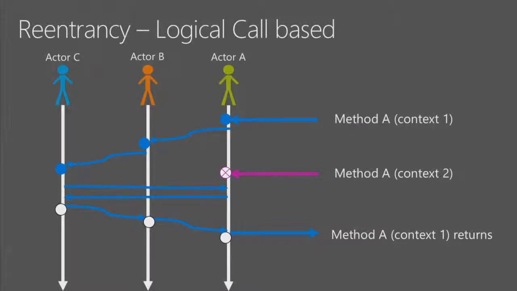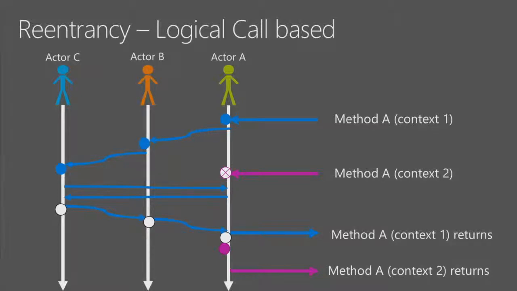Now this makes sense because actors are like objects, and when I program or write my code in objects, they may have some cycles. And I don't want them to get deadlocked just because I'm using this single-threaded execution or turn-based concurrency, right? So you get the logical call context. Now you may say, well, I don't want this. If there are cycles in my application, those are bad. I want you to tell me if there are cycles in my application.